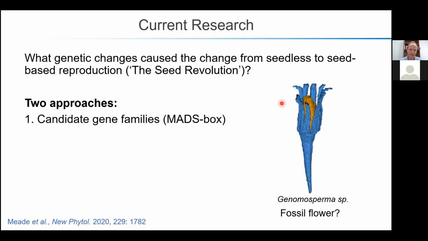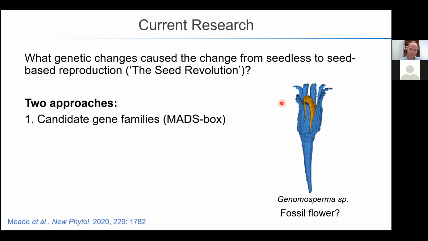So the first is we are looking at candidate gene families that might have been involved in that. And the first of those is the MADS-box gene family. So two reasons for that. The first is that the MADS-box genes are heavily involved in floral development, and they are direct downstream targets of LEAFY. So they made a very logical point to start.